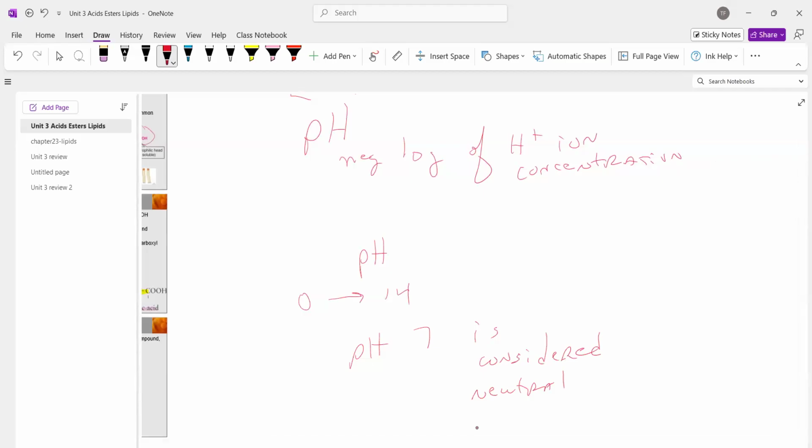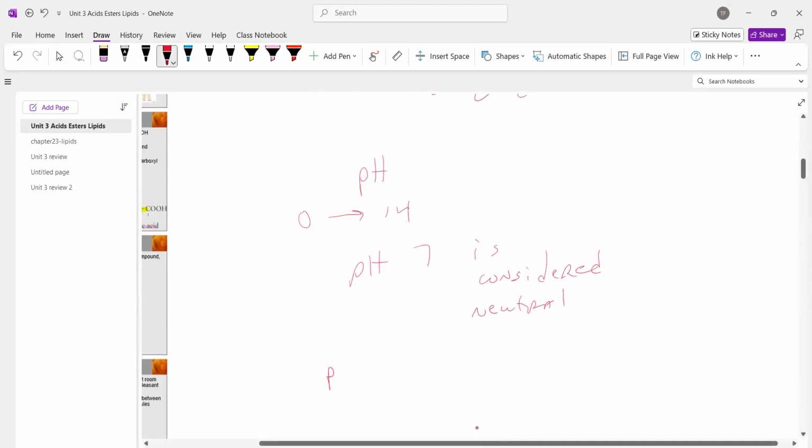So the county, when it measures the water quality coming out of the tap, one of the measurements is pH. And they try to keep the pH above 7 because pH below 7 is considered acidic.